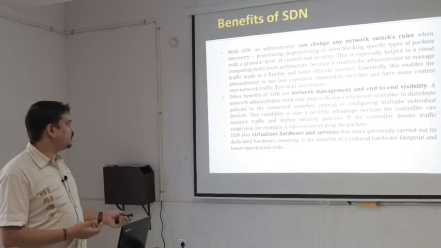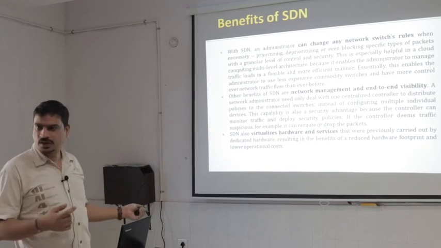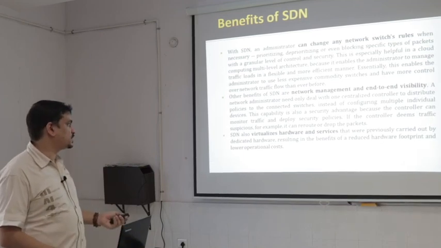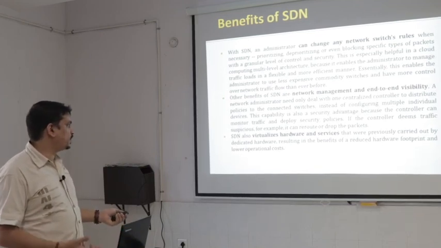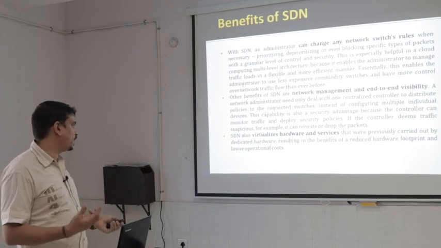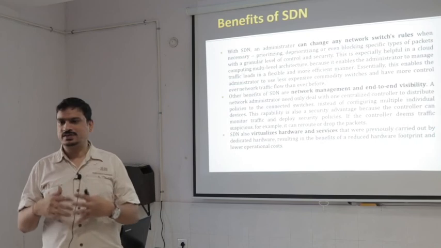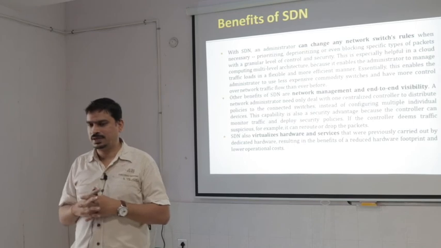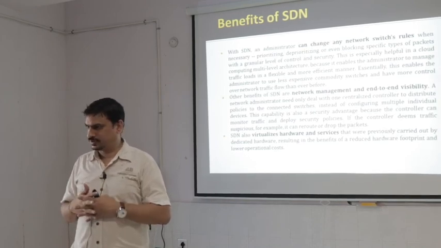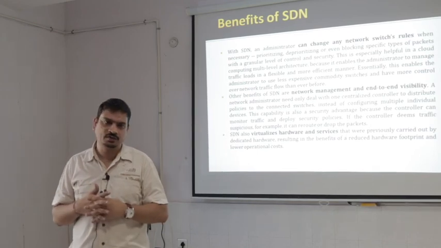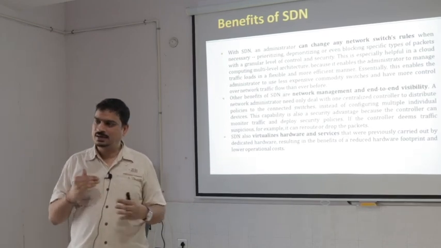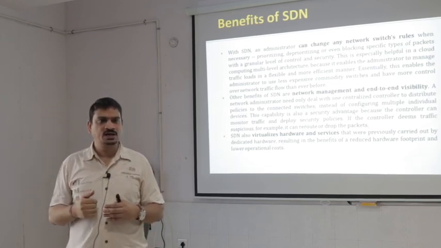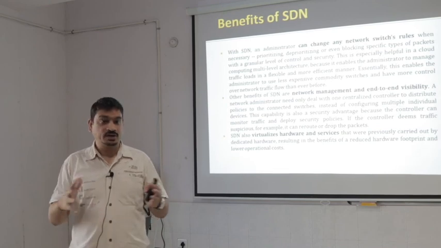SDN also virtualizes hardware and services. What I told you is that virtualization is also provided by SDN. What do you mean by virtualization? That was previously carried out by dedicated hardware, resulting in the benefit of reduced hardware footprint and lower operational cost. So when we have the facility of virtual hardware and services, what will happen is, if we have limited hardware, we can scale that particular limited hardware up to some extent. So we don't have to buy more hardware in our network.